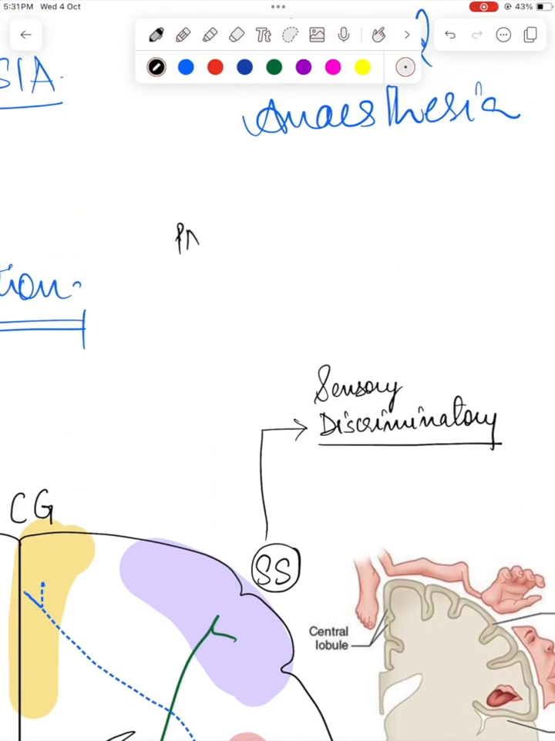So pain actually has two components. We have the sensory discriminatory component, and we also have the motivational affective component.